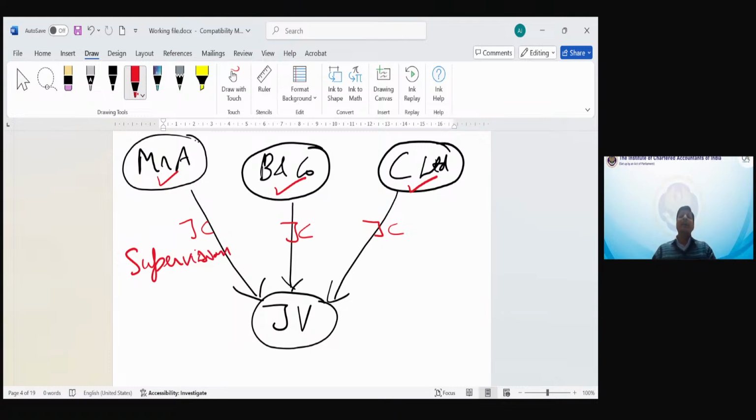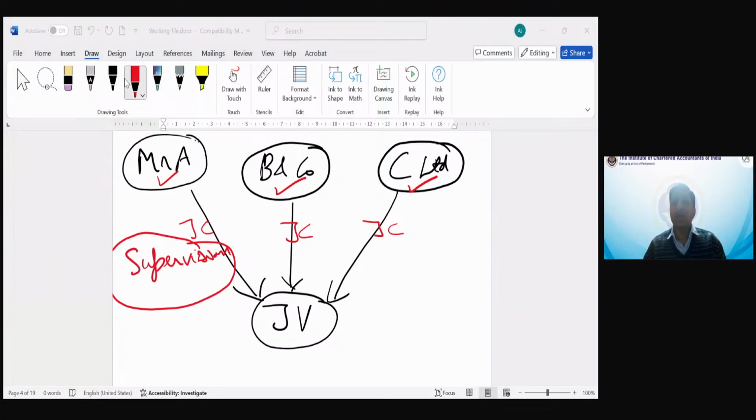Now, can we say that because of this supervision responsibility which has been assigned to Mr. A, it will not remain a JV anymore? Why? Because A will be involved in all of these tasks, all of these activities, wherein B and company and C Limited will not be involved. Tell me, can we say that? Quickly, any thoughts? Hardik says no. Abhishek says no. And that's the correct understanding.